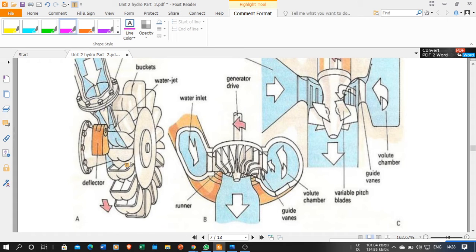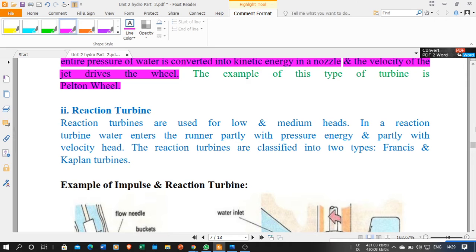So one by one the bucket will go downward, and that causes the rotation of the turbine. In case of your impulse turbine, an example is the Pelton wheel turbine. We have the buckets and a water jet. The water jet falls on the buckets and causes the buckets to move downward. One by one the bucket will be replaced by the next bucket, and the water jet keeps falling on it, so that causes the rotation of the blades. So this is your Pelton wheel turbine.